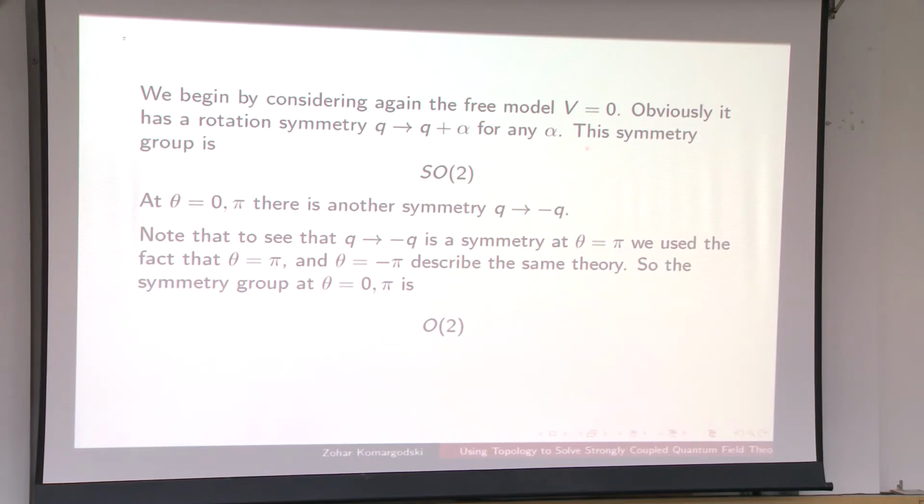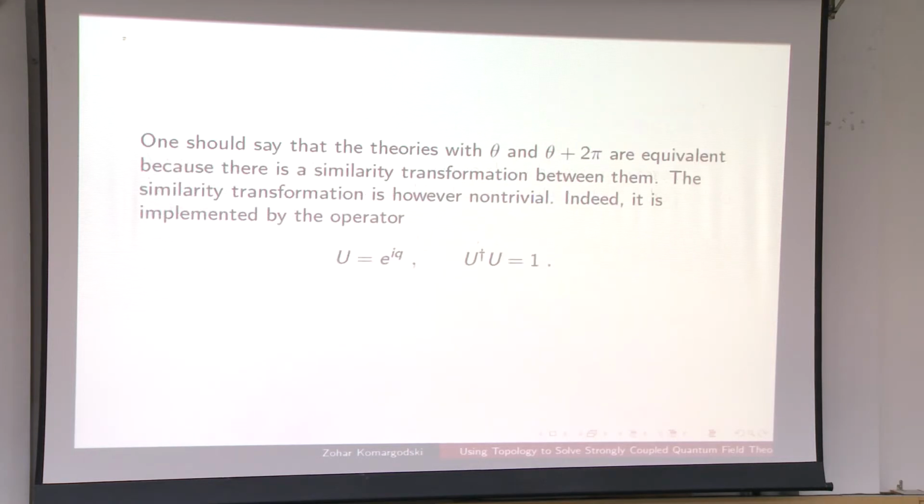So the free model, where you have no potential, has a rotation symmetry because the ring is homogeneous. So we obviously have an SO2 symmetry. SO2 just generates rotations along the ring. So that's an obvious symmetry. However, at theta equals 0 and pi, there is another symmetry, a reflection symmetry. This reflection symmetry is not obvious. Let me go back to that picture to explain it.